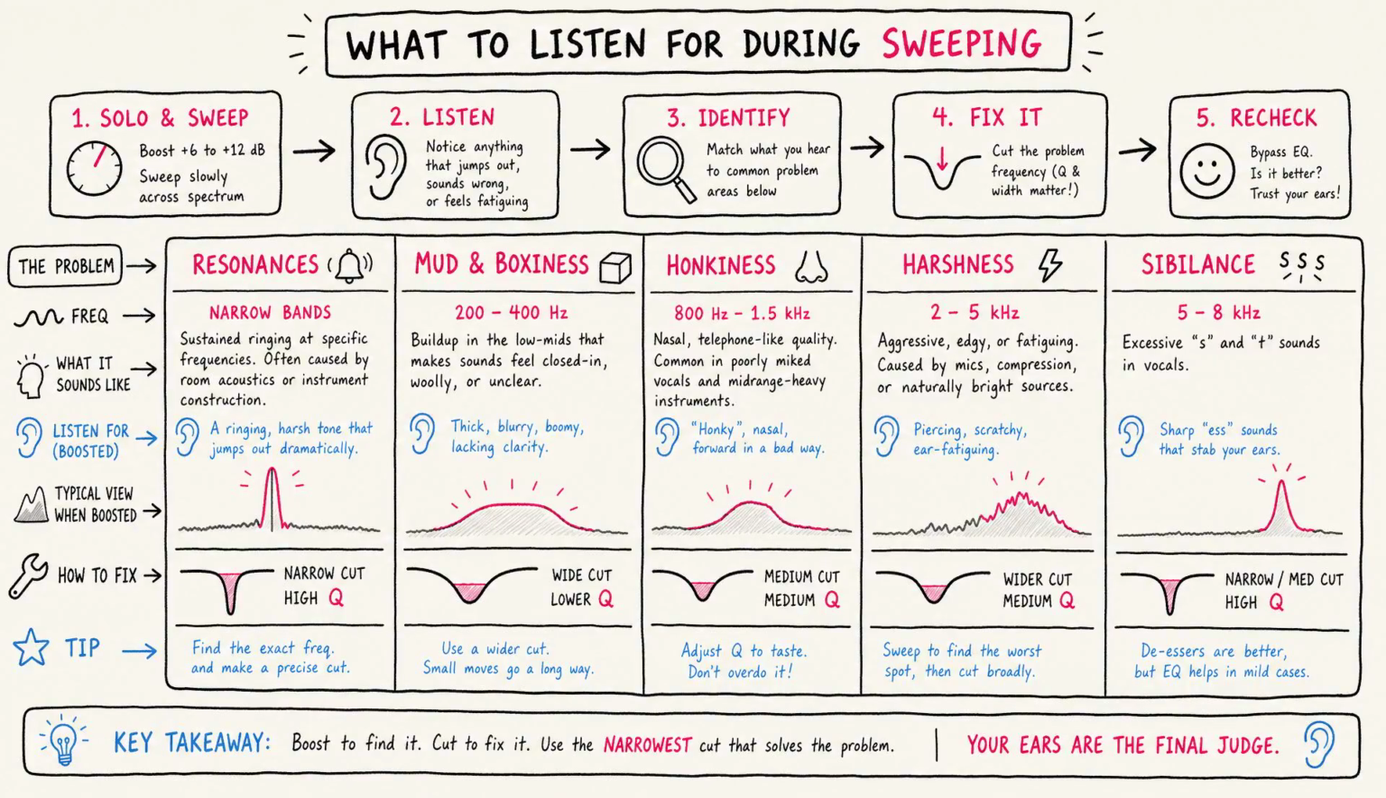Harshness is an aggressive, fatiguing quality, typically in the 2 to 5 kHz range. It can be caused by cheap microphones, aggressive compression, or simply bright source material. Sibilance is excessive S and T sounds in vocals, typically 5 to 8 kHz. While de-essers handle this more elegantly, EQ cuts can help in mild cases. Honkiness is a nasal, telephone-like quality usually centered around 800 Hz to 1.5 kHz. Common in poorly recorded vocals and acoustic guitars.